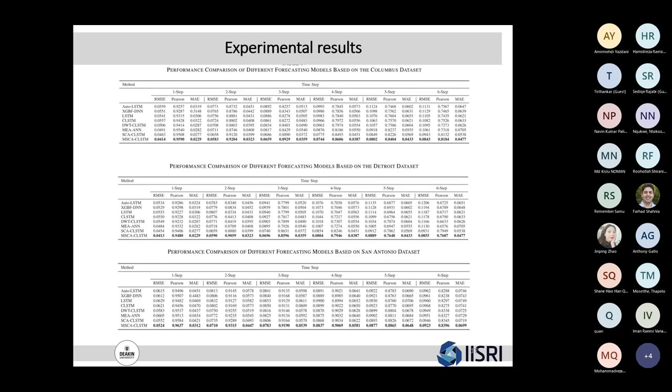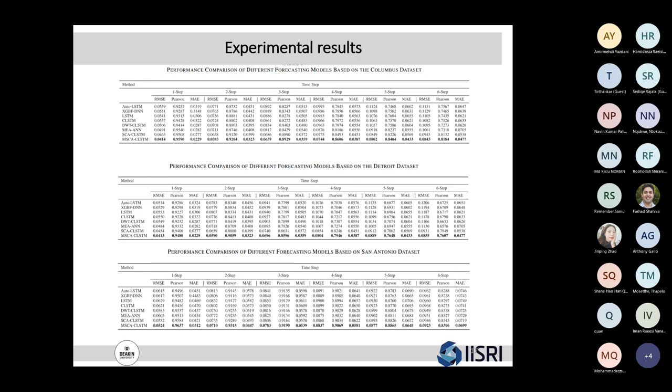Here you can see the performance of different forecasting models based on the Columbus dataset. For example, for this dataset, this is our model and these are the competitive algorithms. The table for Columbus represents the results of GHI time series forecasting, and this result revealed that the proposed model outperforms other forecasting algorithms in terms of the three evaluation metrics and also across different forecasting horizons.